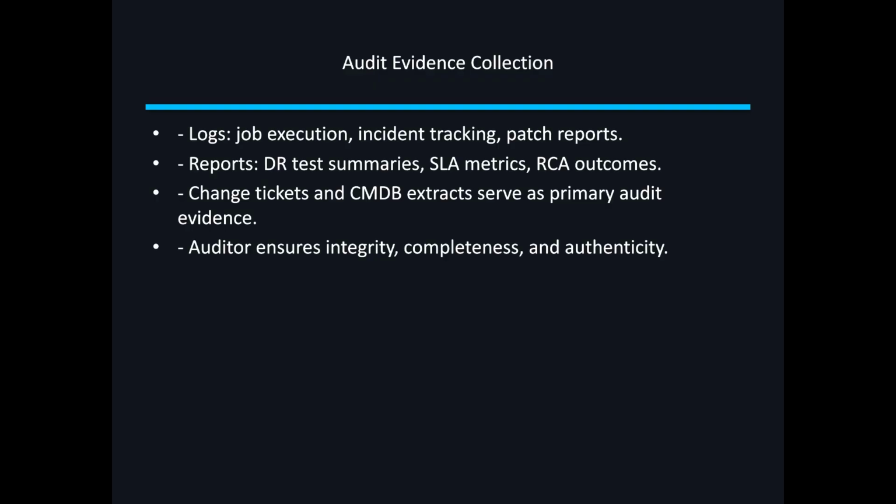Common types of operational evidence include system logs, such as job execution records, access logs, and change tickets. Then reports, such as reports for backup verification, incident response metrics, and SLA performance dashboards. Then change control records: requesting forms, approvals, and rollback confirmations, and also configuration reports, so CMDB extracts showing asset inventory and versioning.